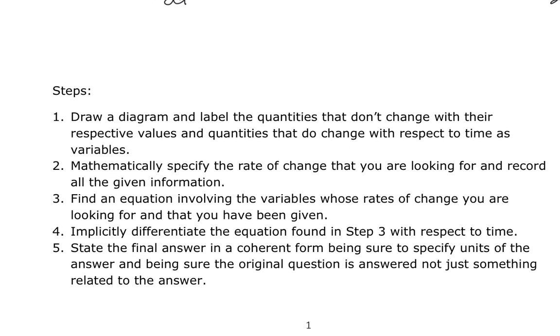When we're doing a related rate, the first thing we're going to want to do is draw a diagram and label the quantities that don't change, if it's appropriate for the application, and the quantities that do change as time changes. We're also going to specify the rate of change that you are looking for and record all the given information. So what is it that we're looking for?